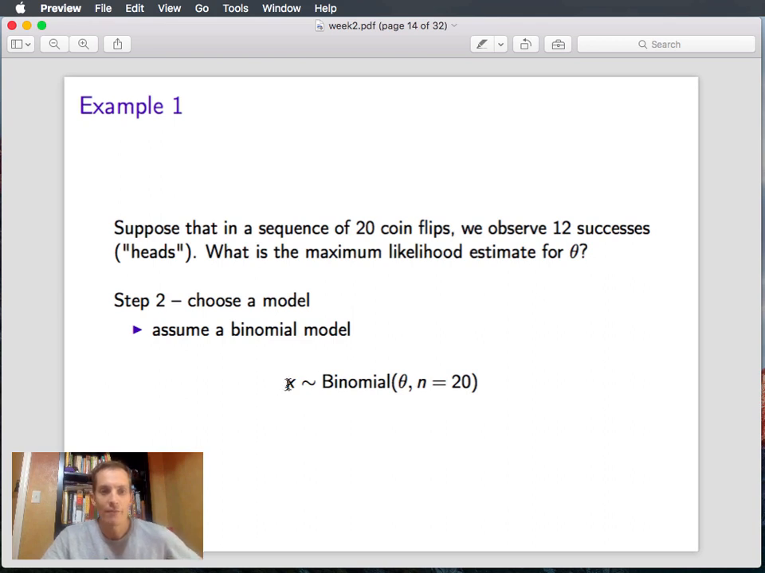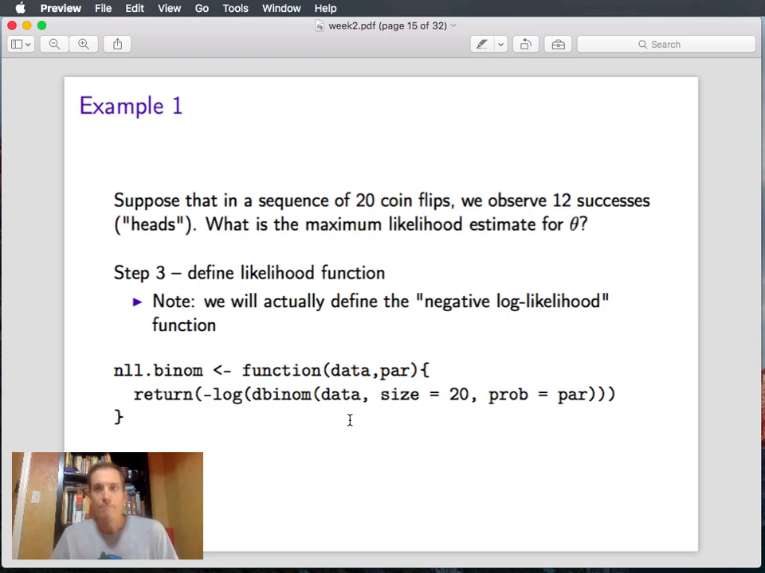A nice shorthand for that is the following notation. We say x is distributed as binomial with parameter theta and n set equal to 20. That says a lot in that little notation. The little tilde that you see means is distributed as. So now we've chosen our binomial model. Now the meat of our likelihood estimation. Step 3 is to define the likelihood function. We need something to maximize, so we need to define it.